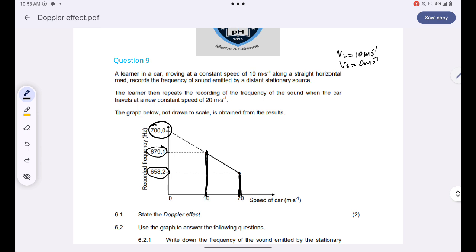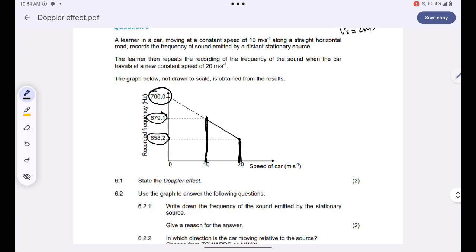So what I'm saying is that as the learner is moving at a certain speed, the learner will detect a lower frequency, which simply means that the learner, which is in a moving car, is moving away from our stationary source. Why? Because the learner observes a lower amount of frequency. Okay, now let's answer the questions.